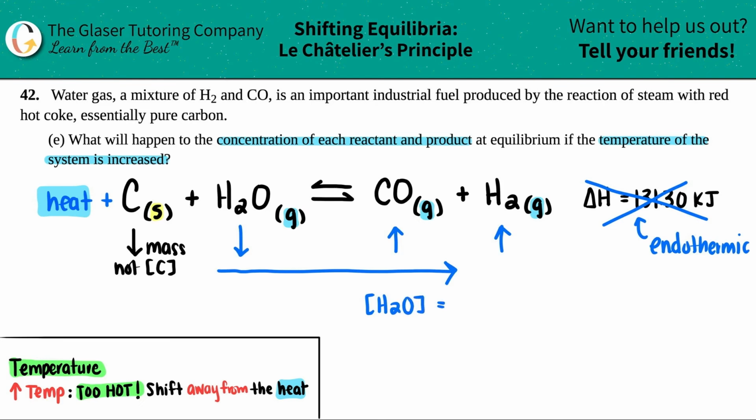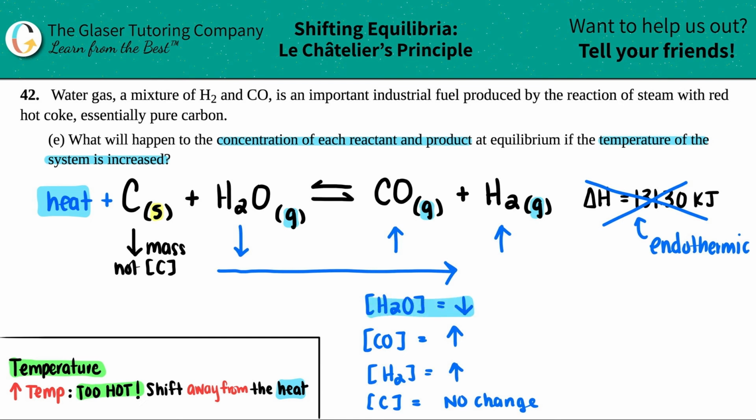So, H2O, that will drop down. CO, the concentration of CO will increase. The concentration of H2 would also increase. And if you want to just say, the concentration of C, there would be no change because it's a solid and it's not aqueous or a gas. And here are your four answers.